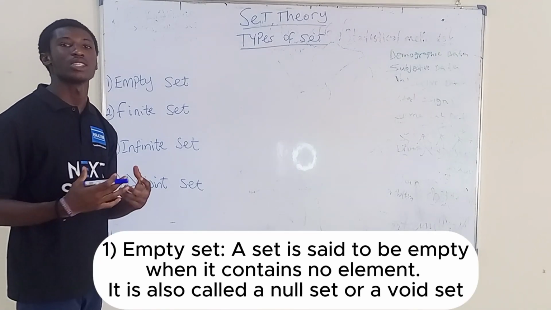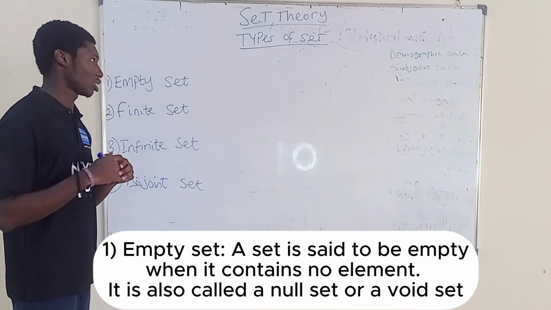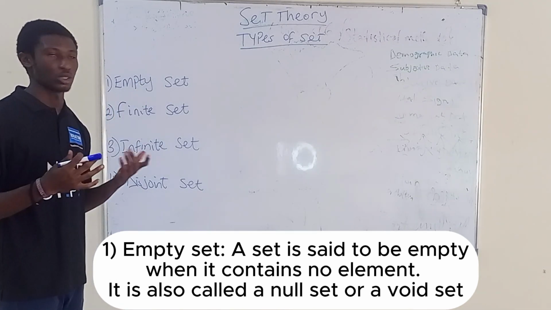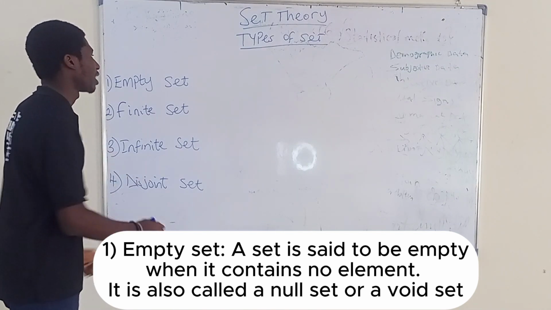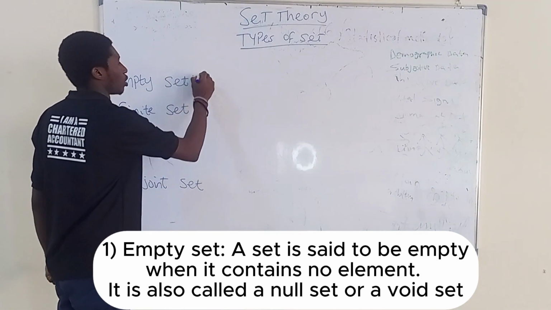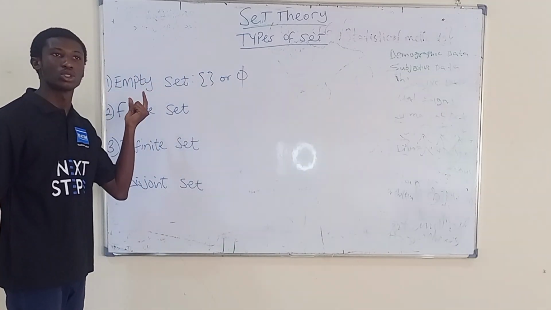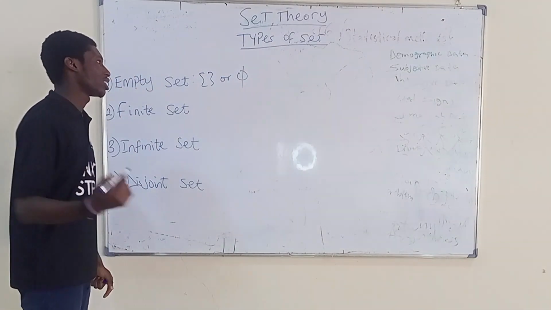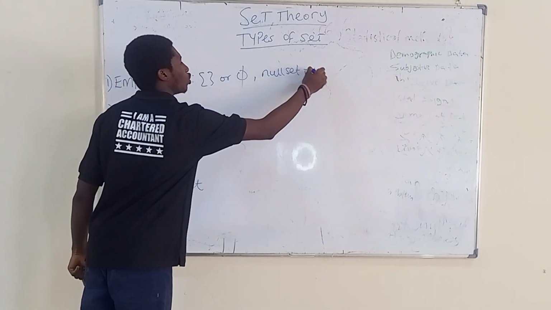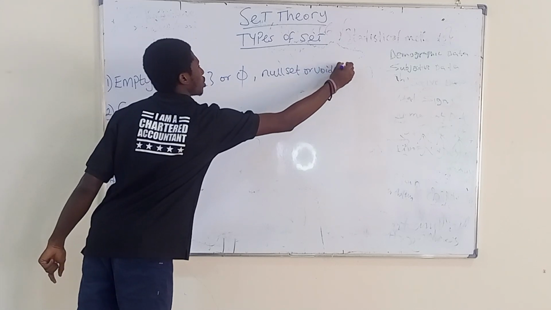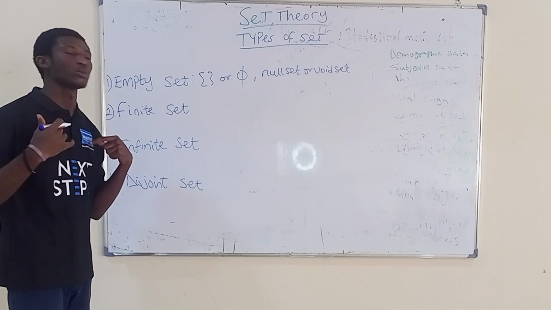Now, when a set is said to be empty, it means that set has no element within it. I mean, from the word empty. So a set is said to be empty when there is no element within that set, and it is denoted by the symbol ∅, and it is also called your null set or your void set.